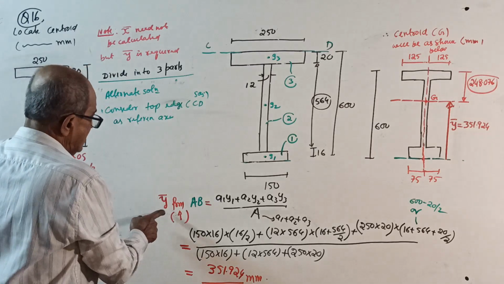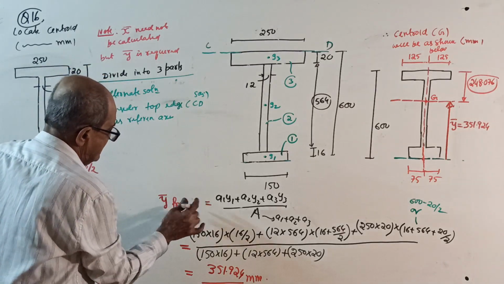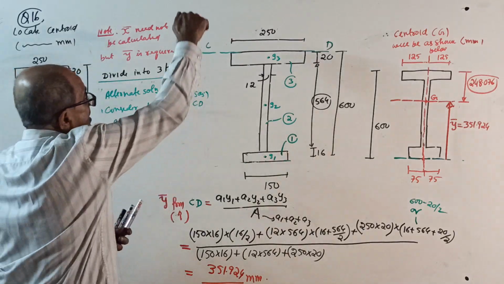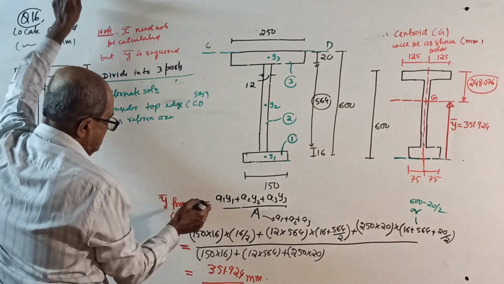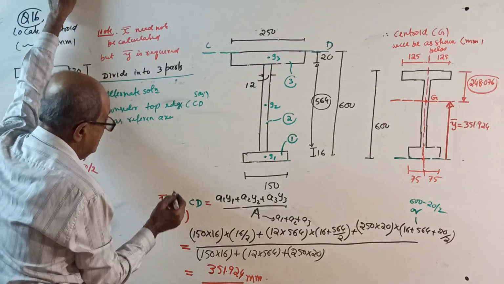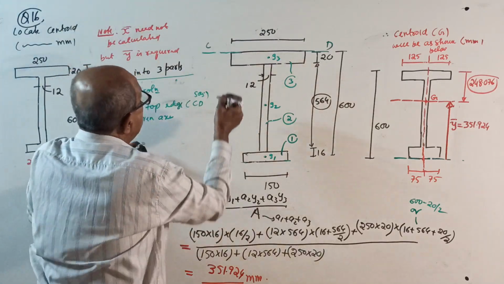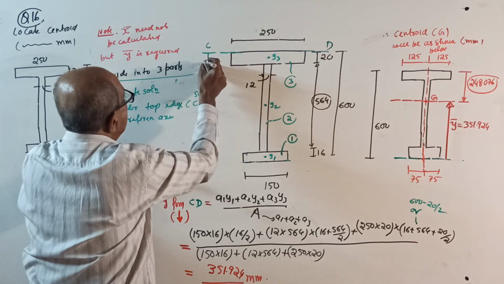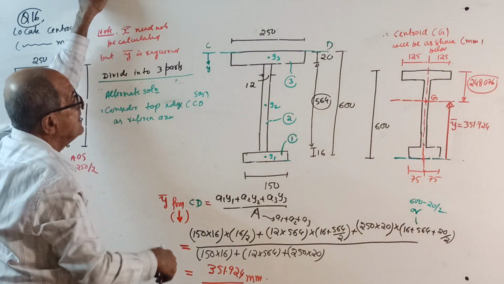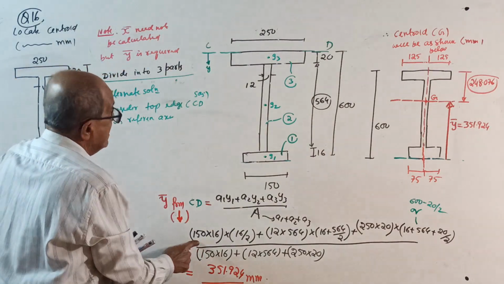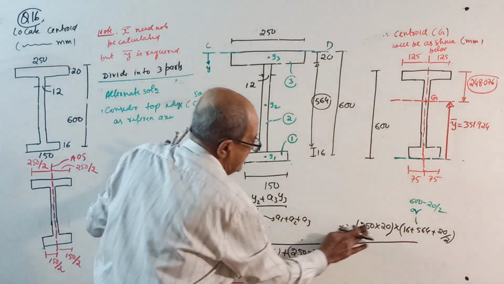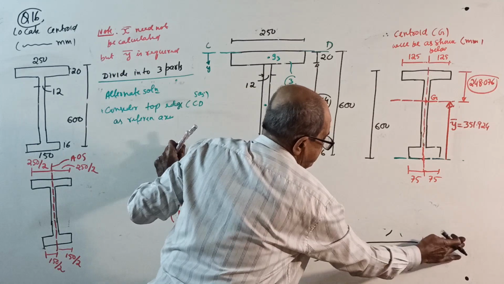Start. Then y bar from CD, the top edge. This time your y bar will be down. Why? Because you take y this way. When you take y this way, you will get y bar from the top. Start once again. A1, 150 into 16. This I have to cancel now. Once again I have to write.